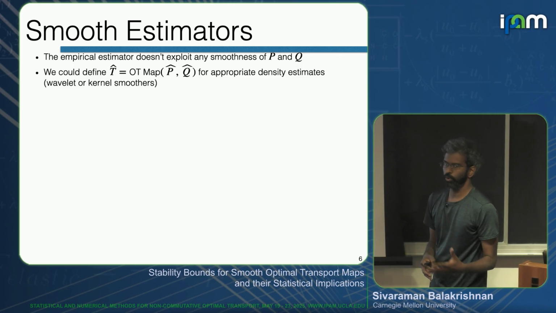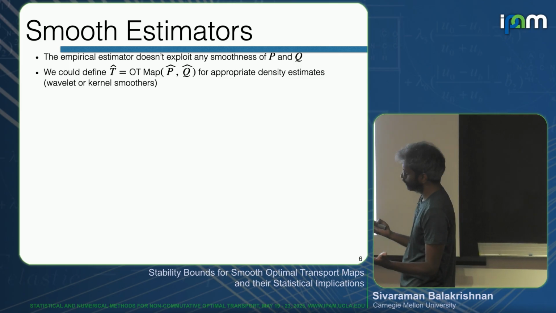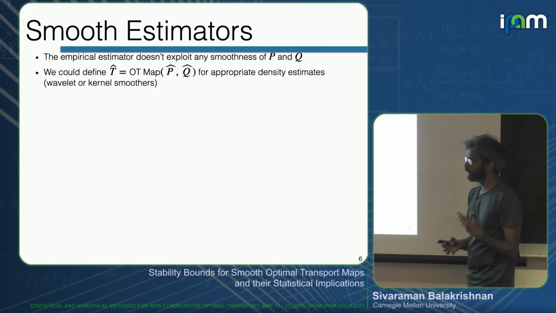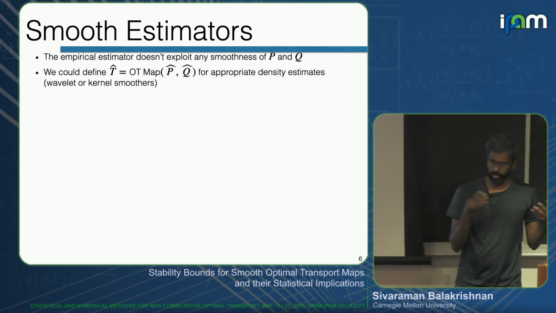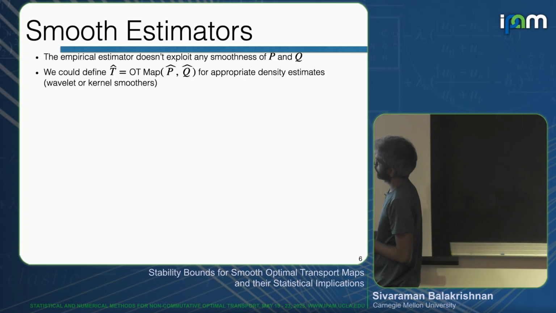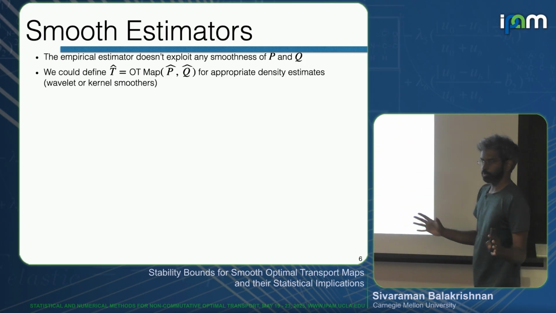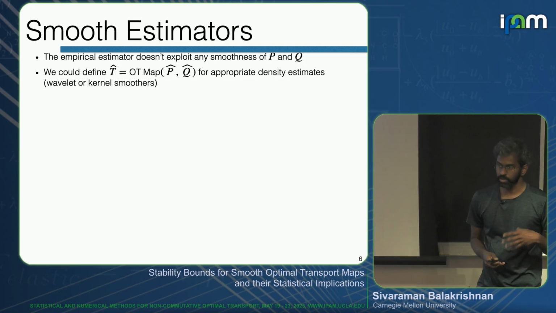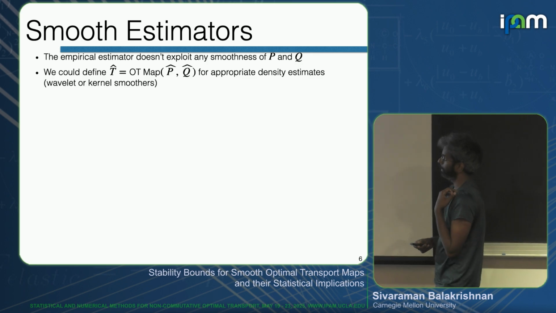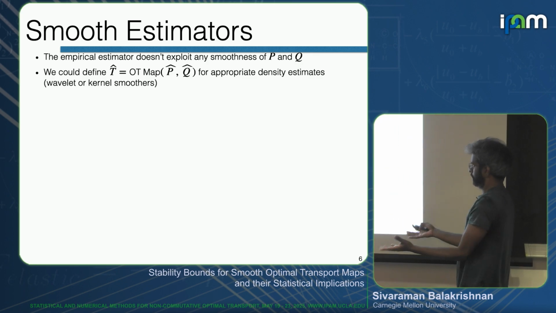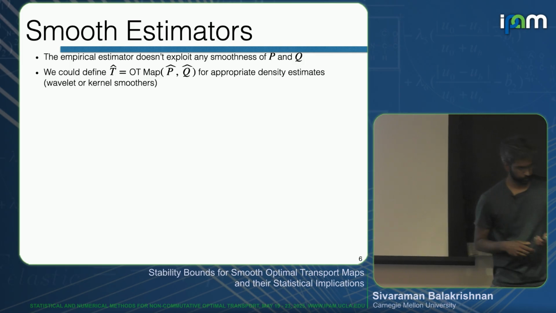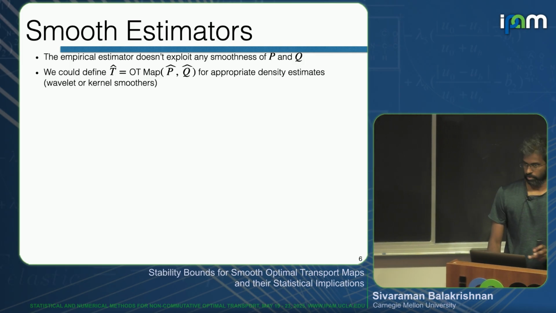So you first try to estimate the underlying densities P and Q. We know how to do this reasonably well in some ways that exploit the smoothness of those underlying distributions. And then you define the map as whatever is the optimal transport map between your density estimates. So this is also an example of an estimator of the map. It only accesses things via these samples that you have. Is everyone okay with this?